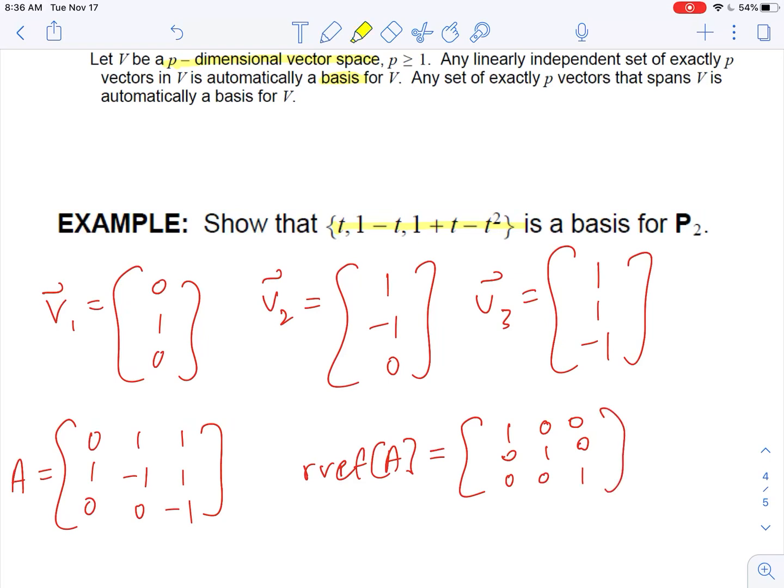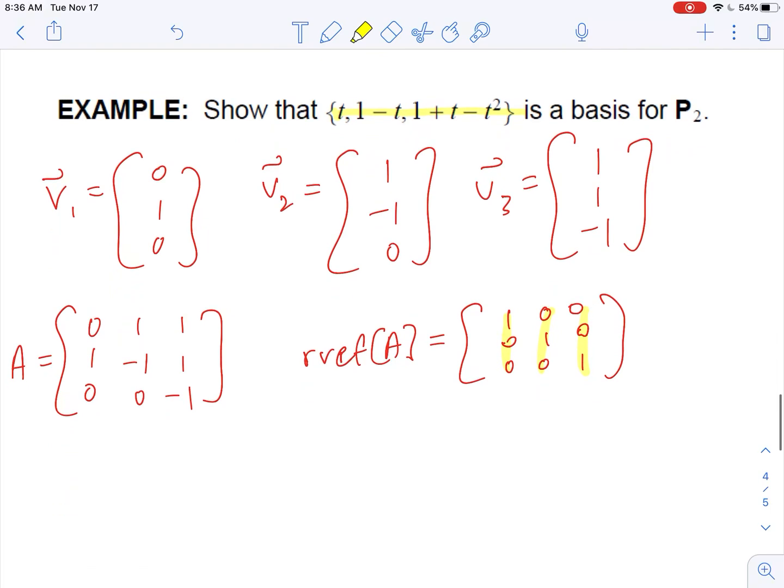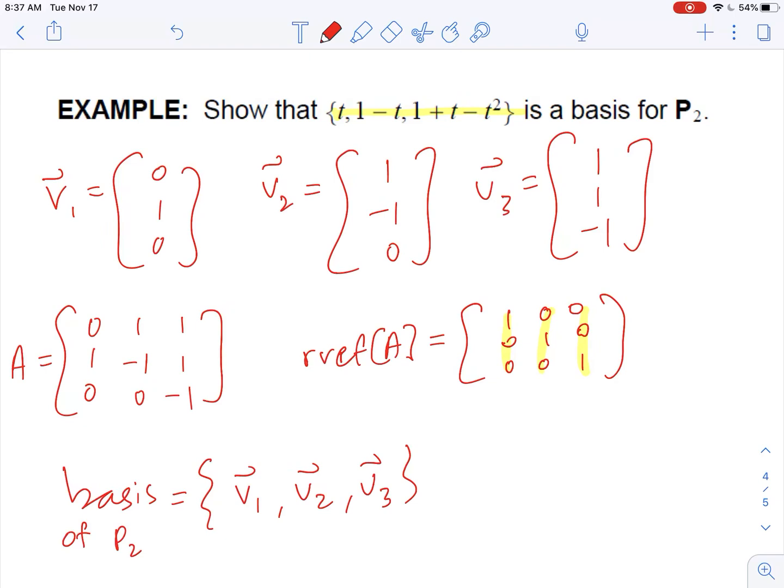Now, what does that tell us? It tells us that we have 3 independent columns here. Thus, we have 3 independent vectors. So yes, obviously, these 3 vectors would form a basis for P2. So V1, V2, V3 would form a basis. The basis of P2 could be defined as those 3 vectors. Thus, the dimension of P2 has to be 3 based on what we're looking at here.